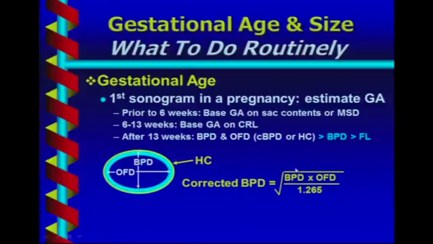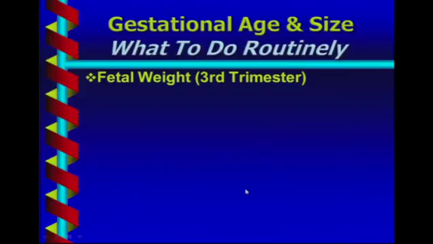diameter using this formula. This formula makes sure that if you have an average-shaped head, the corrected biparietal diameter is exactly the same as the biparietal diameter. With a long head, the corrected BPD is larger than the BPD alone, and with a short or dolichocephalic, brachycephalic head, the corrected BPD is less than the BPD, and then we use standard BPD formulas.